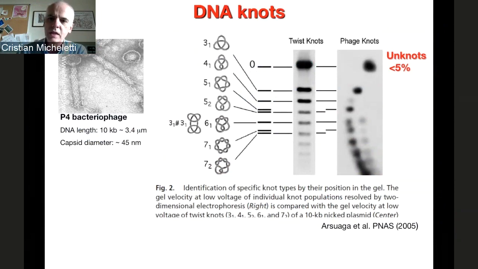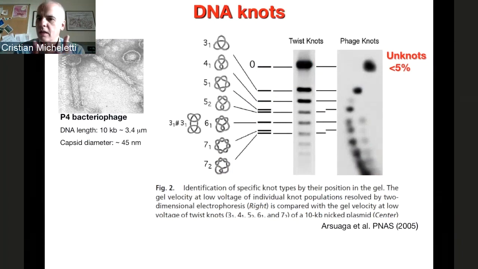And people over the years have learned how to establish what type of knot you have depending on the specific velocity that you observe. And by this means, people have been able to establish that 95% or more of the DNA molecules inside the viral capsid are knotted, and also that there is an abundance of certain knot types, especially torus knots, compared to other knot families like twist knots.